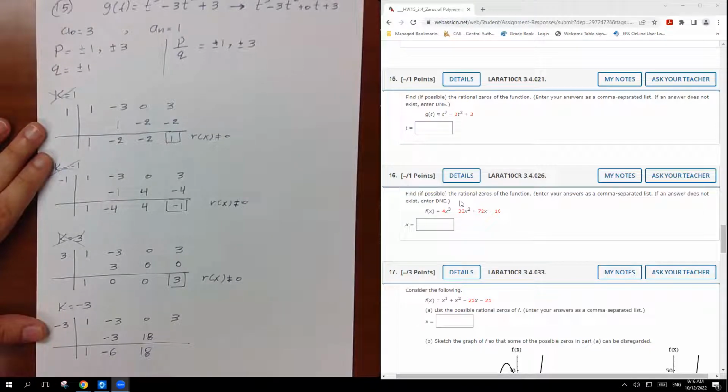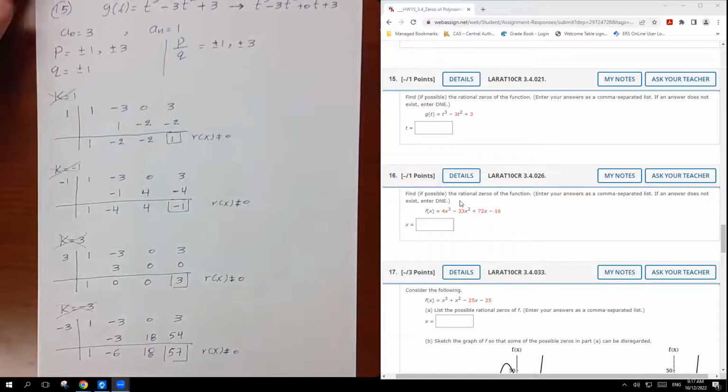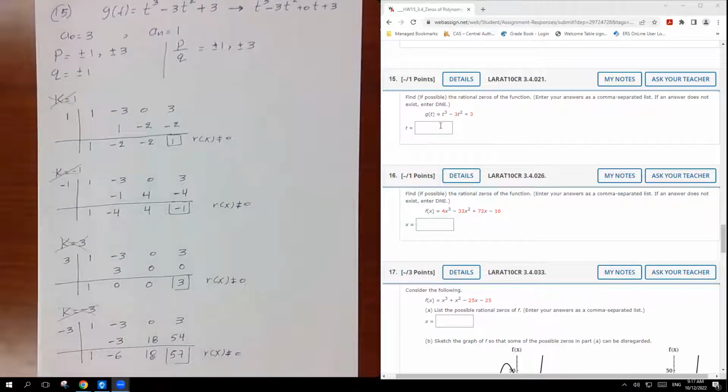3 times 18, 54. 54, yeah. Negative 3 times 18 is going to be 54. Add these together is going to be 57. And also the remainder is not equal to 0. In this case, for all possible zeros, when I used them, I didn't get remainder equals 0. In this case, we can't factor this one. So we're just going to type here, they're telling you enter D and E does not exist.